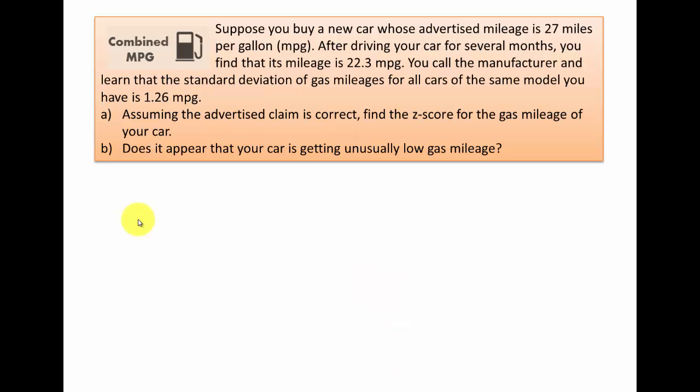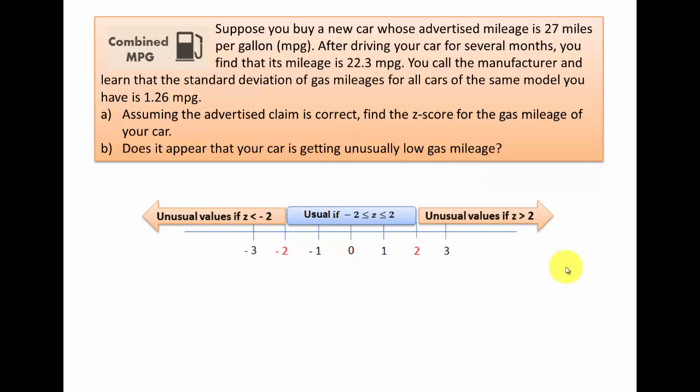Now, for the second part of the problem, we are asked to figure out if your car is getting unusually low gas mileage. You can see in the diagram that we consider a data value unusual if the z-score is less than negative 2 or higher than positive 2. And we consider a value usual if it has a z-score between negative 2 and positive 2 inclusive.